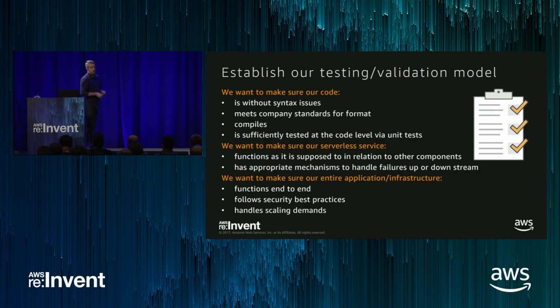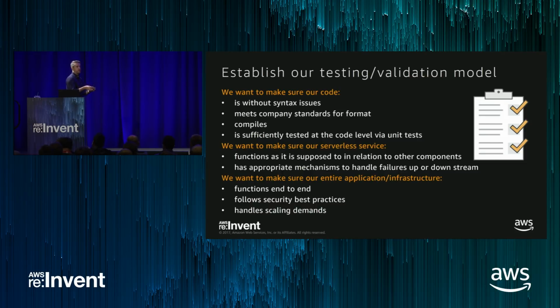We want to make sure that our code is without syntax issues, applies maybe to some sort of standards that our organization has, that it does compile if we're compiling code, and that it's been tested at the code level with things like unit tests. After we've had that code tested at that level, we're going to then create our artifact again and set it up to some sort of a running environment. We're going to want to make sure that it functions as it's supposed to in relation to other components, so things that call it and things that it calls. And you also want to make sure that as part of doing that, it has proper controls in place to handle any failures upstream or downstream.